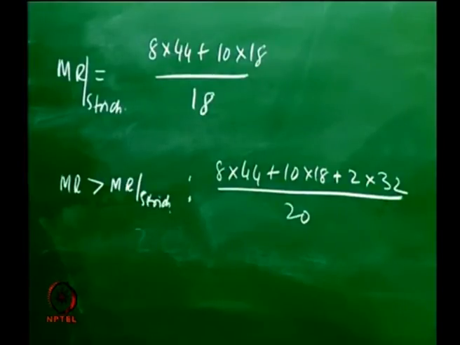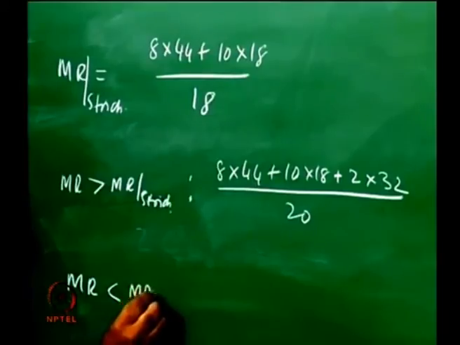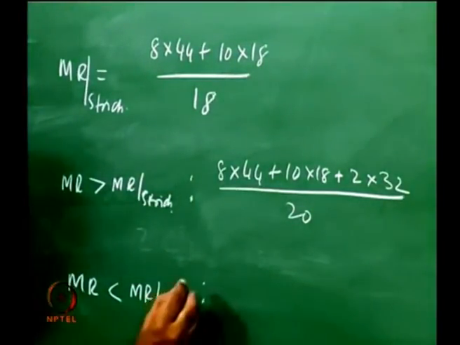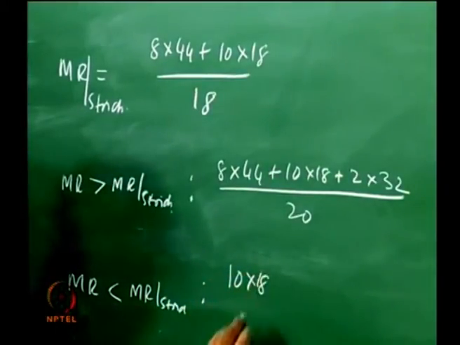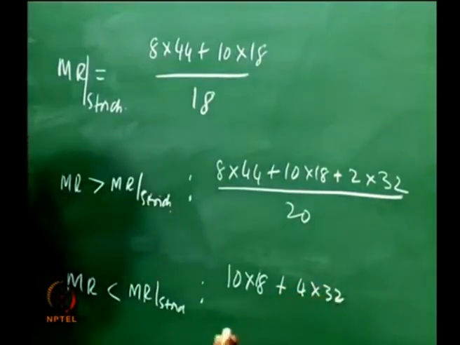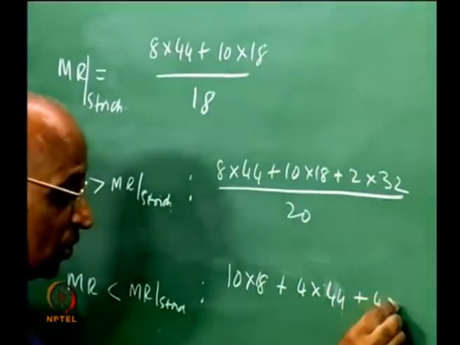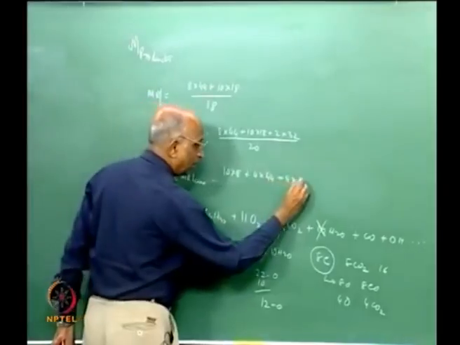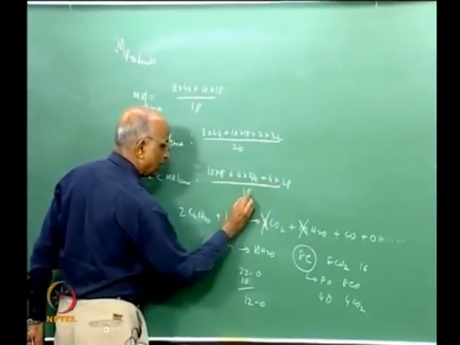If I had a mixture ratio less than the stoichiometric mixture ratio, what do I get? I still got water, 10 × 18, and then I found I had 4 of CO2, 4 × 44, plus 4 of CO, which is 12 plus 16, 28, divided by (4 + 4 + 10) = 18.